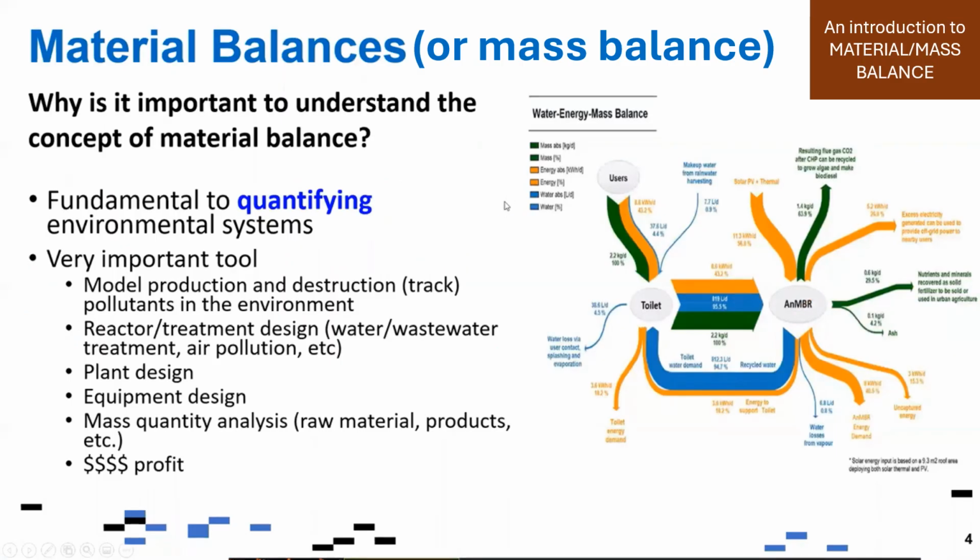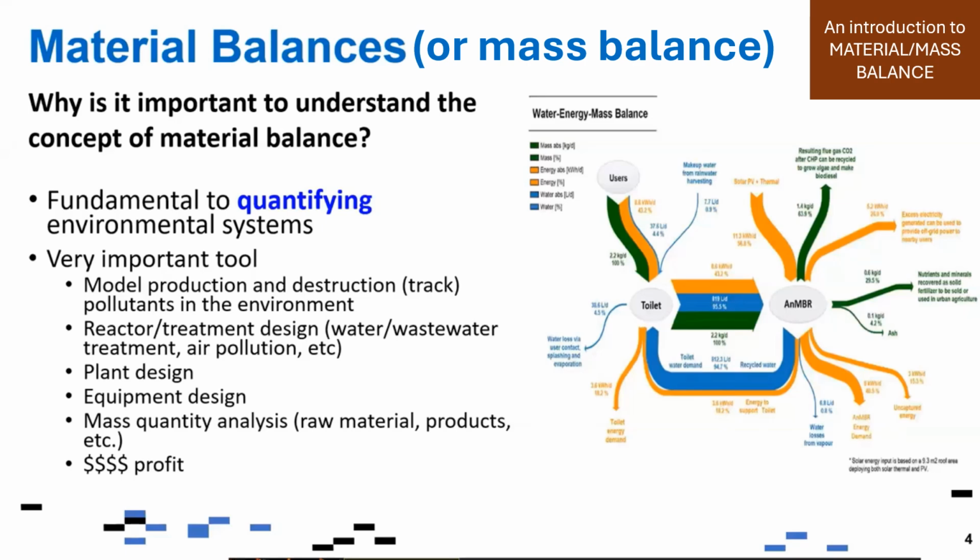The reason we do material balance is because we need to quantify things. We need to know how much of a particular substance is actually entering or going out of a system or actually remaining in the system. So we need to give values to those environmental systems. And it is important to do material balance because without doing this, we will not be able to identify what process to do for a particular instance.